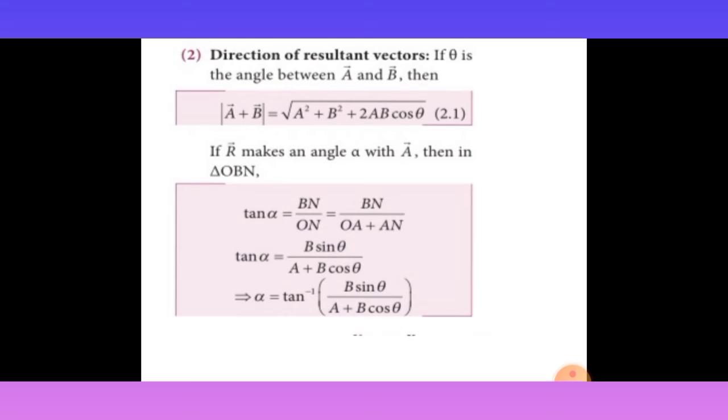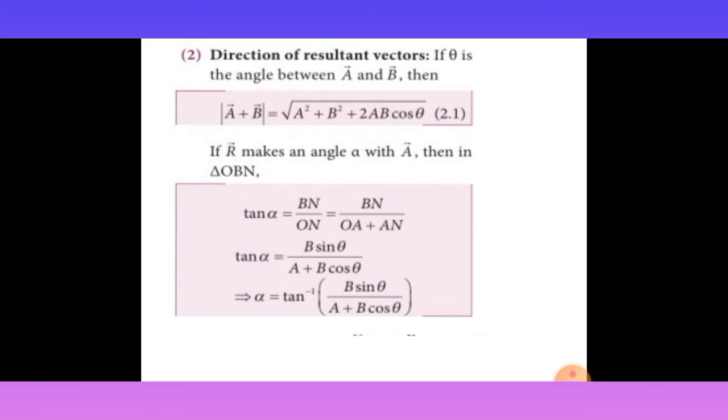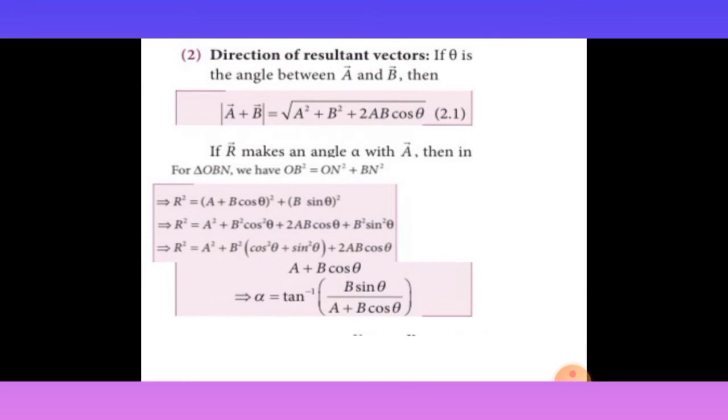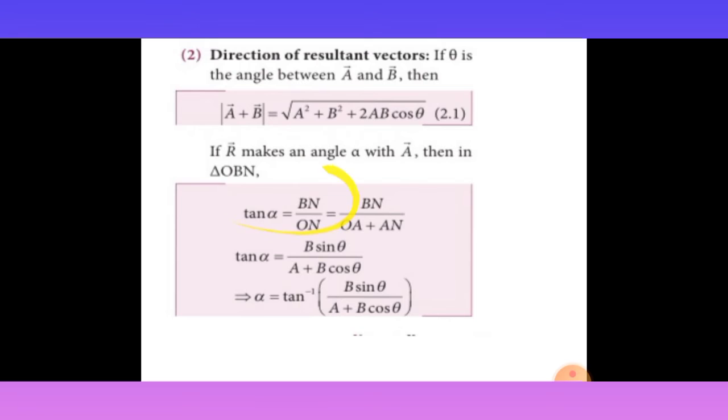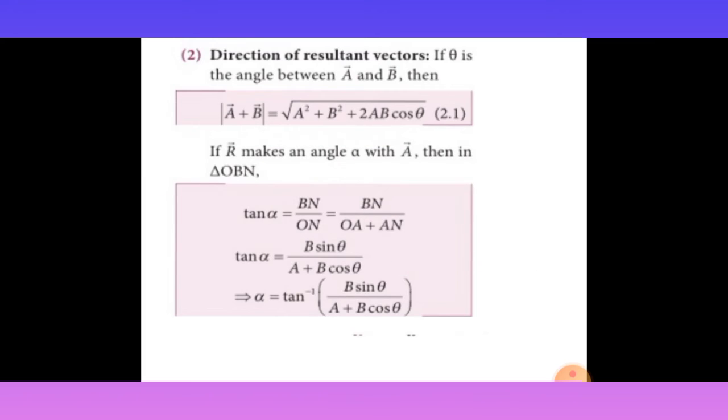If the R vector makes an angle alpha with the a vector, then from the triangle OBN we can calculate the value of alpha. That is, tan alpha is equal to opposite side divided by adjacent side. So in this diagram the opposite side is BN, and the adjacent side is ON. To calculate the value of alpha, tan alpha is equal to BN divided by ON.